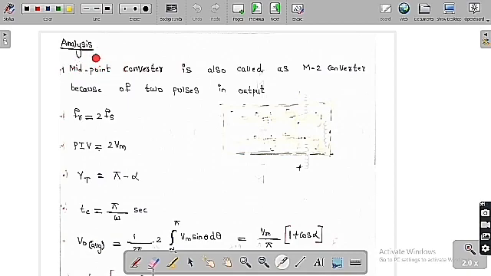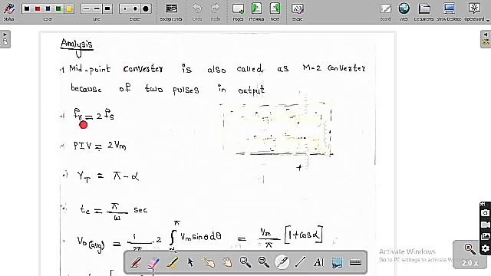So now we are going to analyze this circuit. The midpoint converter is also called the M2 converter because there are two pulses in the output.